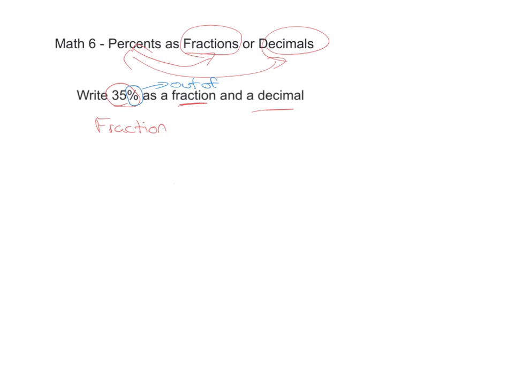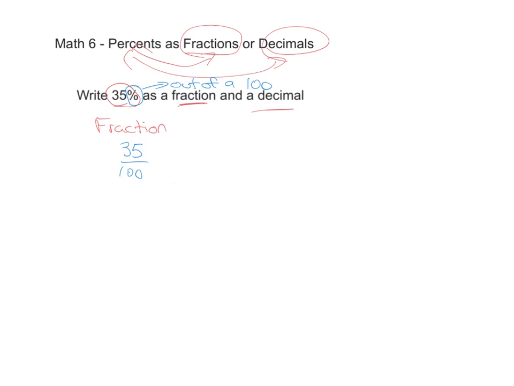Percent means out of 100. So I hope you know that. I hope that's really clear to you. And so what this means is 35% means you have 35 out of 100. So right away you can see I just wrote this as a percent and as a fraction.